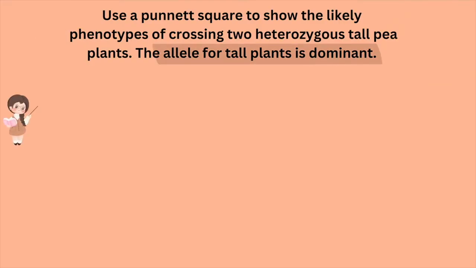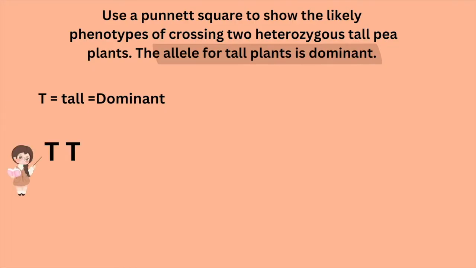That last sentence is a major key, and when you see it, you should start there. What I mean is assign a letter to the dominant trait. So here I will assign the letter capital T to equal tall and to represent dominant. Next, let's write down our possible genotypes. Capital T, capital T, capital T, and little t, little t.